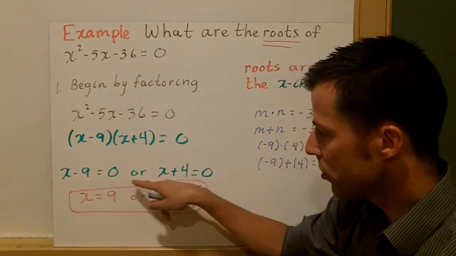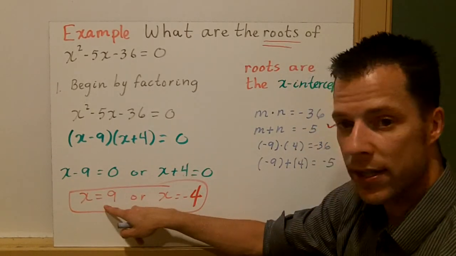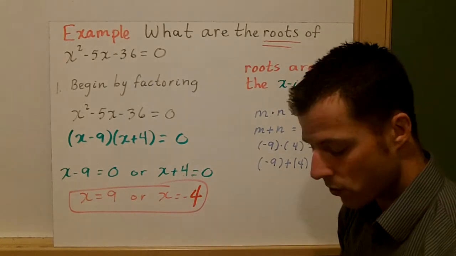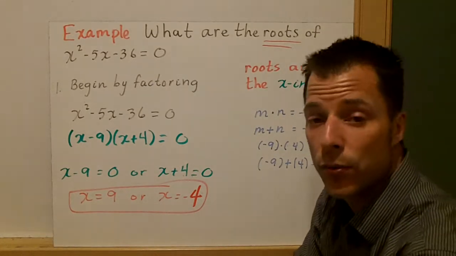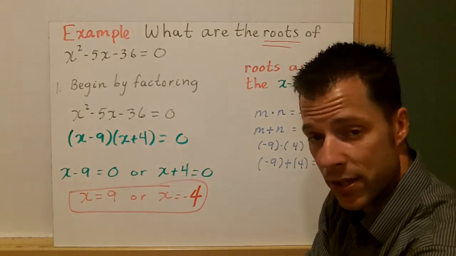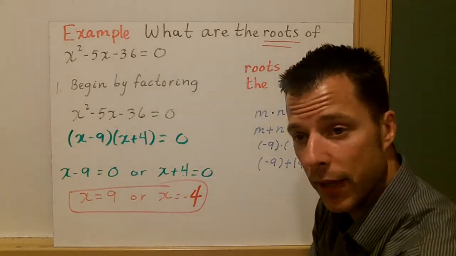So that means one of those two numbers has to be 0. So x equals 9 or x equals negative 4. Those are my roots, my zeros, my x-intercepts. Those all mean the same thing.